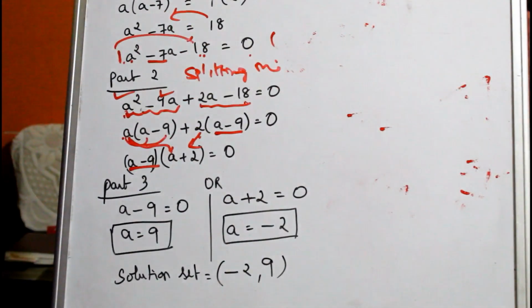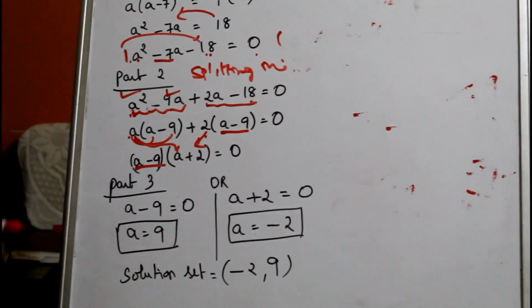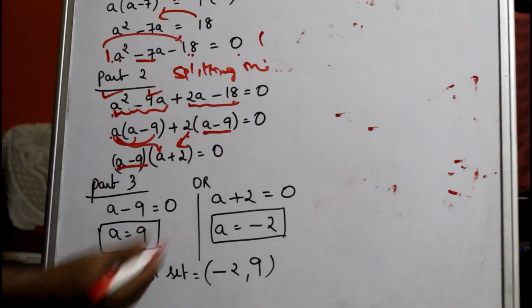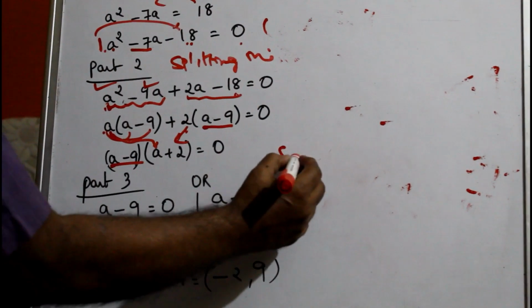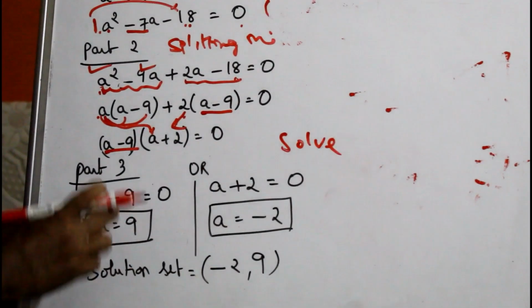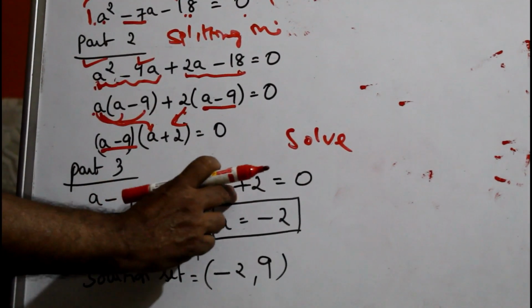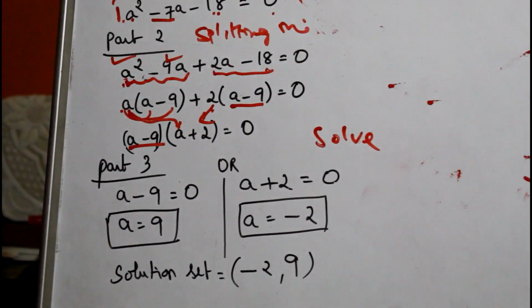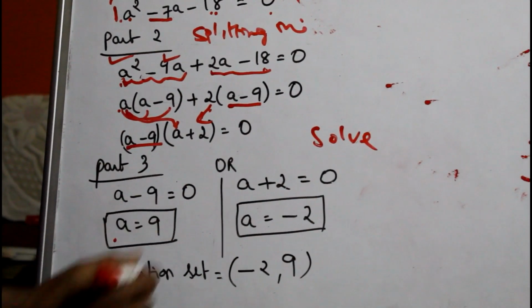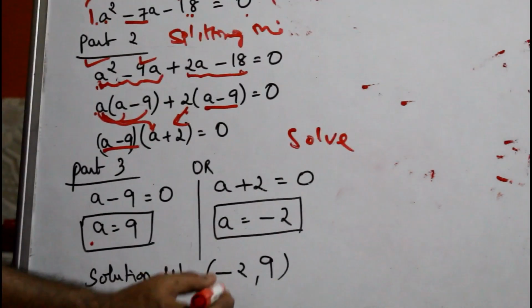Now look here, (a minus 9) into (a plus 2). The last part, solving, is quite easy. Now you must solve the equation. In the solving part, when two numbers multiply to equal 0, either a minus 9 should be 0 or a plus 2 equal to 0. If you take 9 to that side, you get a equal to 9, and you get minus 2. These two are the solution set.